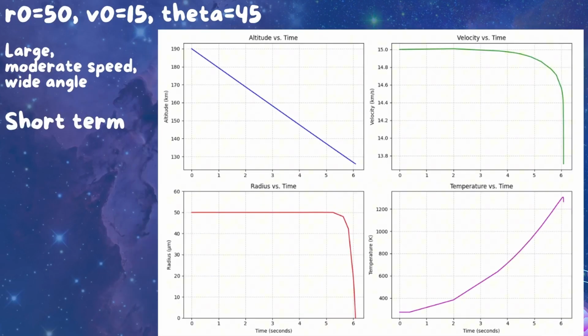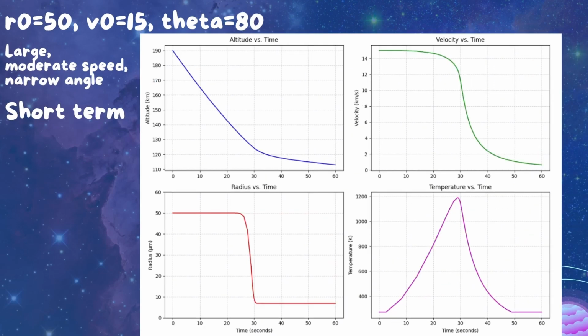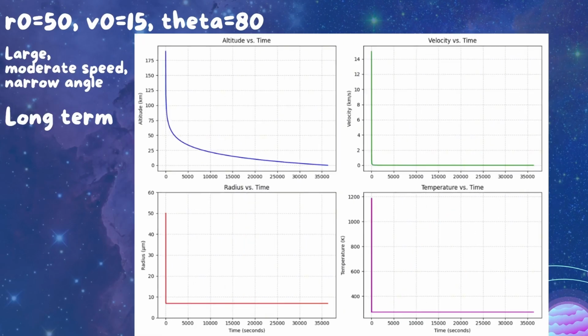Next, in the case of a large particle with medium velocity and a fairly wide angle, it's rapidly heated to a temperature of 1300 Kelvin after only 6 seconds. This causes the particle to lose mass quickly and vaporize completely. In the case of that same particle but with a narrow angle, it reaches a maximum temperature of nearly 1200 Kelvin. This causes the particle to experience partial but not complete mass loss, reducing its size to 8 micrometers. In the long term, this particle continues to fall.